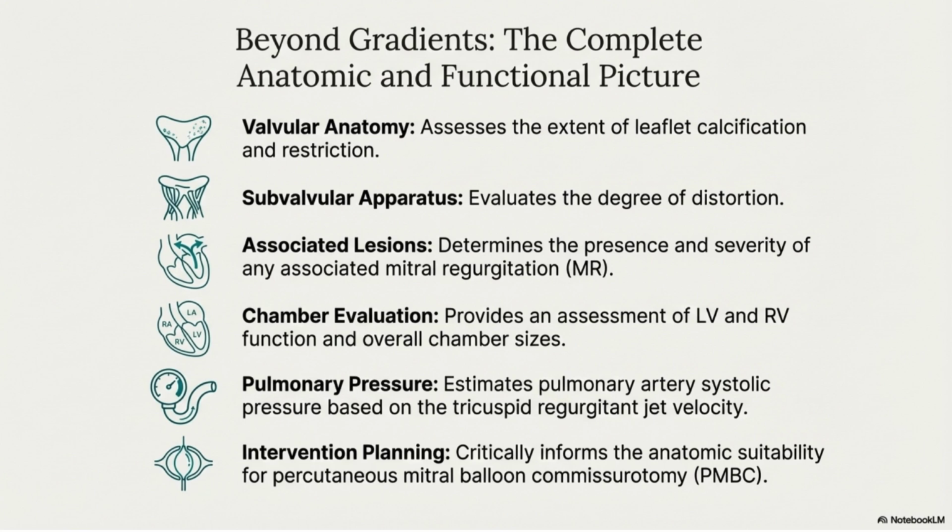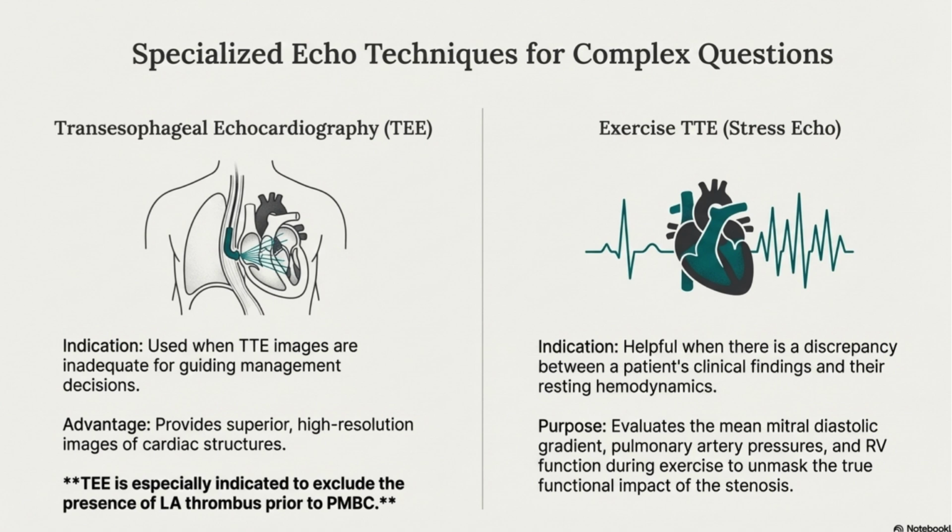Plus, it gives us assessments of both LV and RV function and a crucial non-invasive estimate of the pulmonary artery systolic pressure. What about the TEE, transesophageal echocardiography? It's more invasive, so when is that specifically needed? TEE gives you these superior high-resolution images because the probe is right there in the esophagus next to the heart with no ribs or lungs in the way.